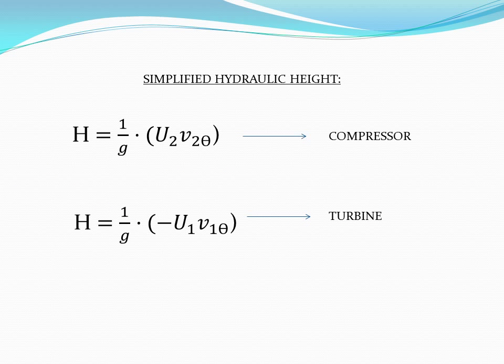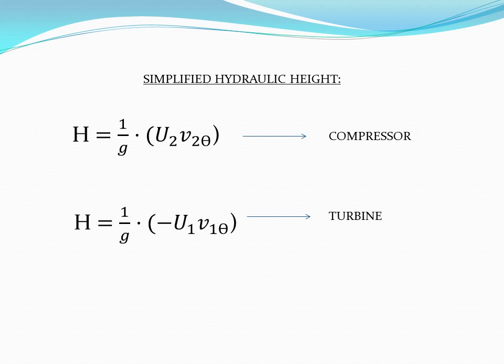If in a pump the fluid enters without pre-rotation, the angle alpha is 90 degrees. So it is easy to see that there wouldn't be a v1 theta component of velocity, and the hydraulic height would be simplified in the following way.